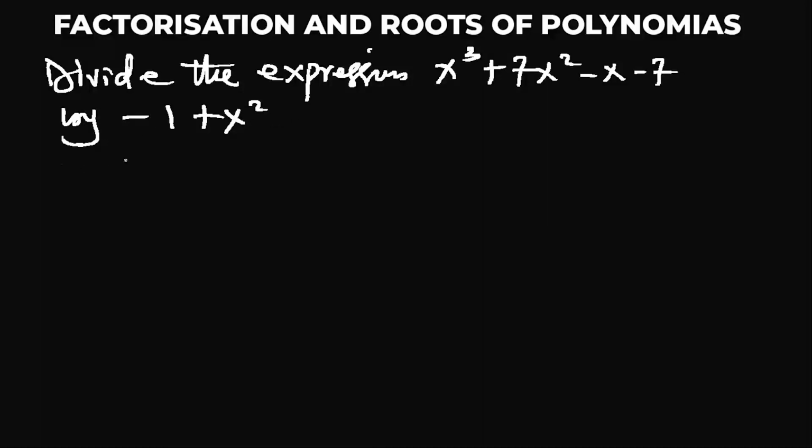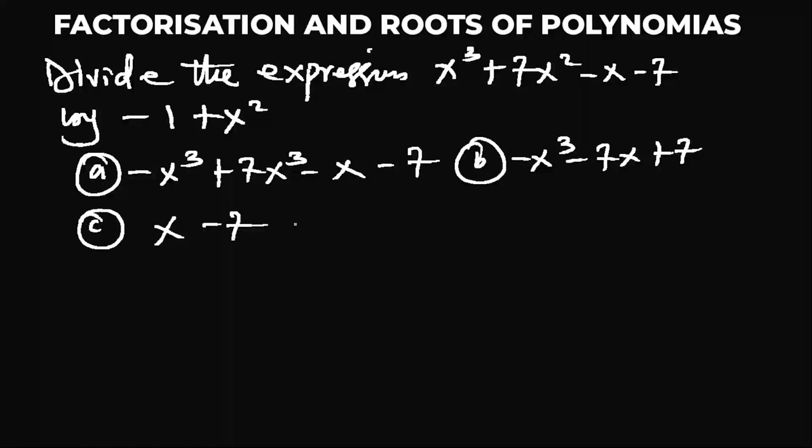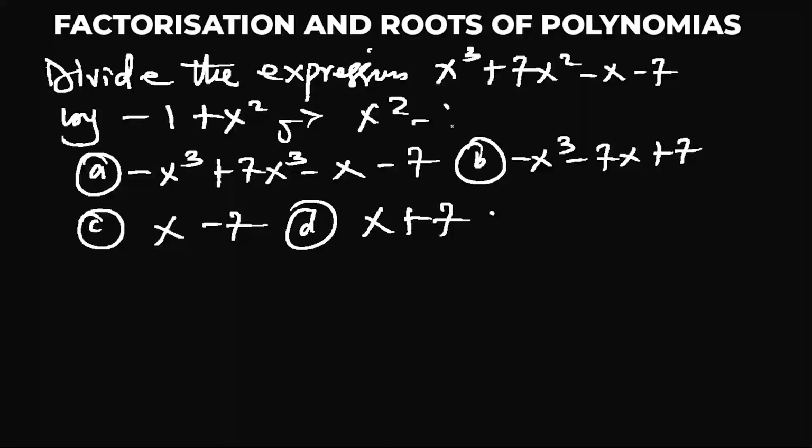So this is what the question states, and we have our option A to be negative x cubed plus 7x cubed minus x minus 7, and option B is negative x cubed minus 7x plus 7, and option C x minus 7, option D x plus 7. So this is going to be the very first question we are going to look at here, and you can give it a try, but if I'm going to advise you, you try by rewriting this one as x squared minus 1, and that's a very good jerk for you to get started.